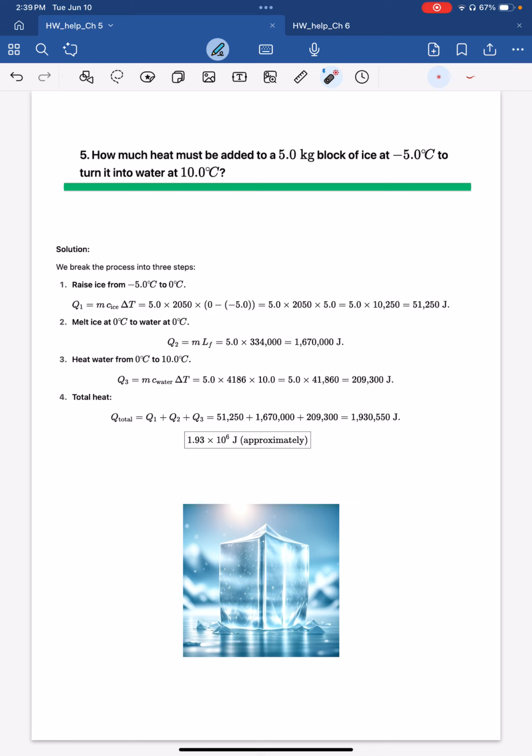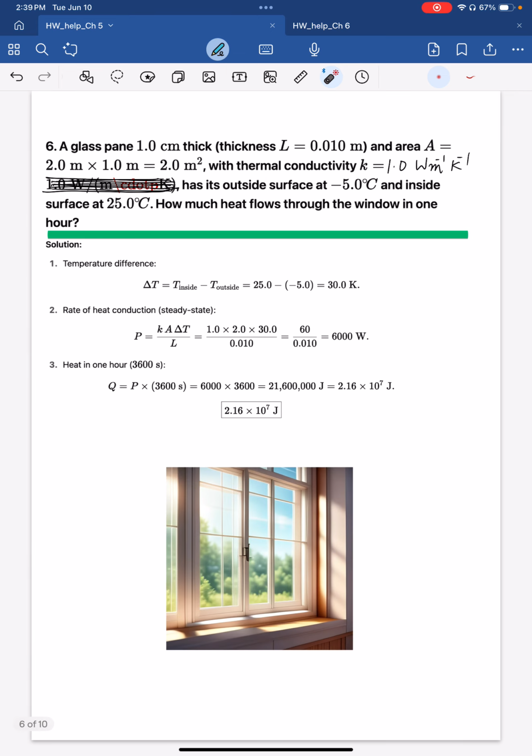Okay, so that's how you do that question, and that's a very important question. Number 6. This question is about conduction, about heat coming in during summer from outside into the house, or if it's winter, heat leaving the house through the window to the outside. If you look at this question, can you tell me if it's summer or winter?